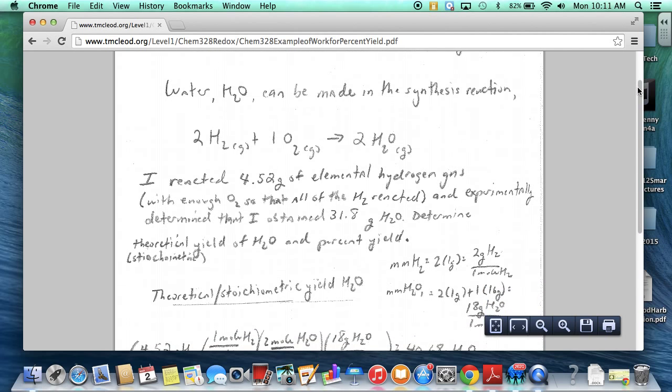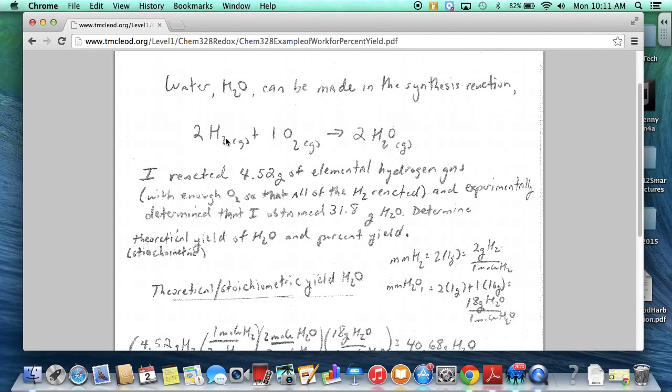So you're making water from hydrogen gas and oxygen gas. You have a balanced chemical reaction, which you always must have. And it says, if I react 4.52 grams of hydrogen gas, and then the parentheses is basically saying I have enough oxygen lying around that the H2 is my limiting reactant. So I'm going to react that many grams of hydrogen gas. And what I find is when I do it, I experimentally determine that I have 31.8 grams of water. So I made 31.8 grams of water. So I actually made that in the experiment.